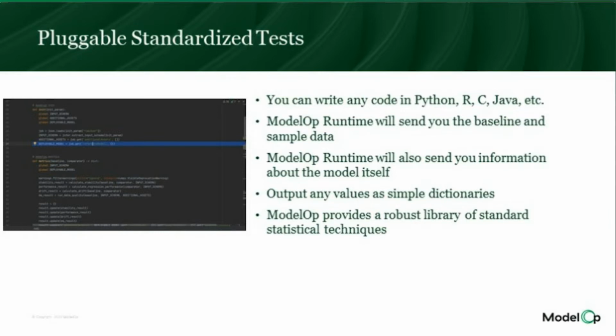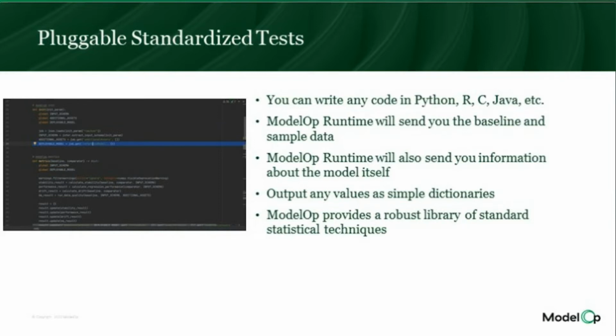Well, one big differentiator we've put in place, and it's in our version 3.0 product that was just released last week and we will be using today, is that basically you can write your own tests, whatever they are, in anything that one of our runtimes will run, like Python, R, C, Java, etc. To do that, we'll be using Python today because it's a very common language to use for data science techniques.